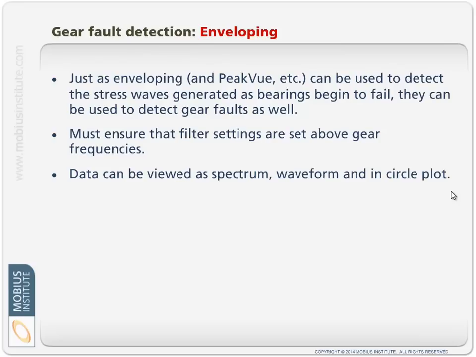You might be looking at your peak view spectrum or waveform or your shock pulse or whatever and see 1x vibration and think, whoa, why am I seeing an increase in 1x? Well, it's because there's probably looseness, or it could be one tooth damage in the gearbox. Once per revolution we're getting this stress wave. So we can use those same techniques to detect gear faults as well as bearing faults.